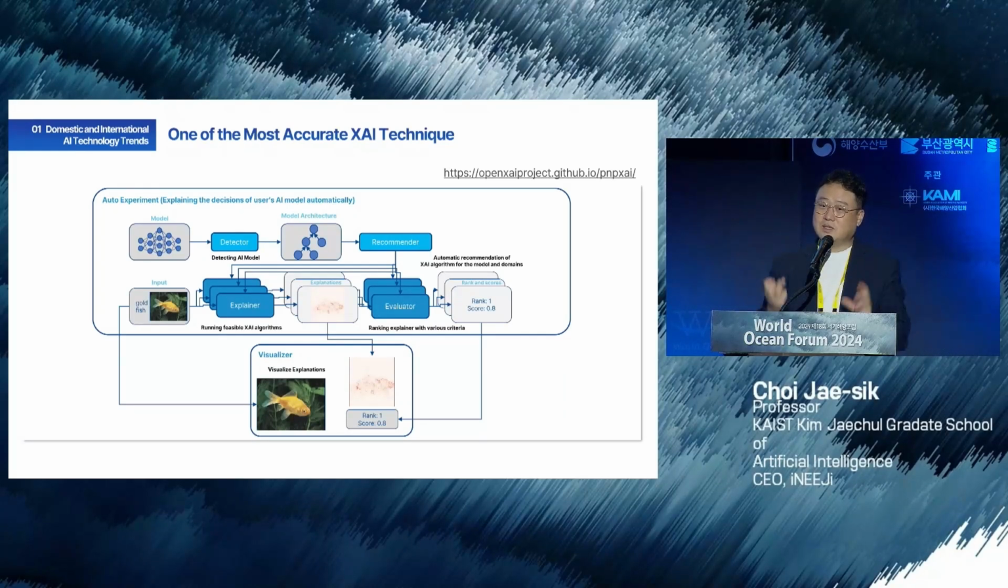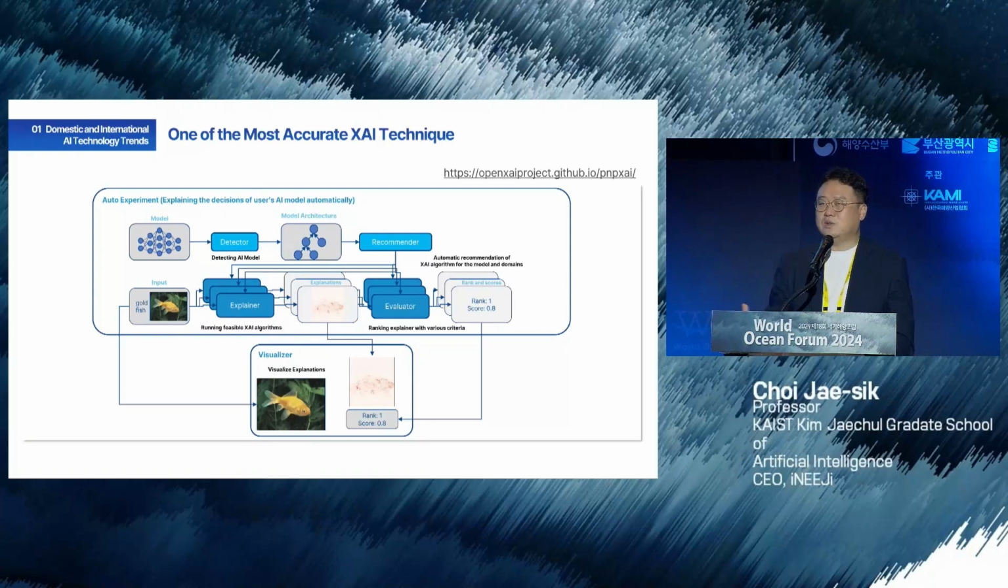So it could be Python-based or other types of systems. Then we can automatically identify whether this is an image model, a language model, or a time series model, and recommend which explainable algorithm to use. It will recommend the proper explanation algorithm, be linked to the data, and evaluate which explanation is better. So the automatic examination will be done.